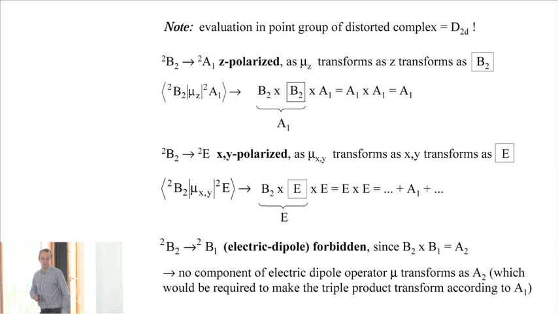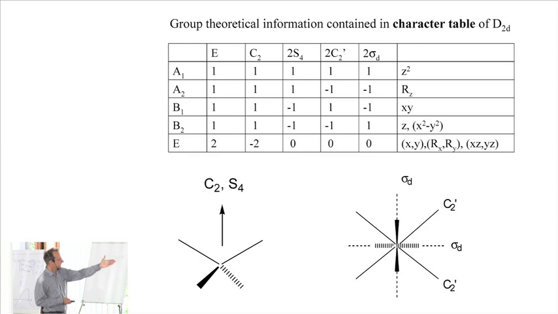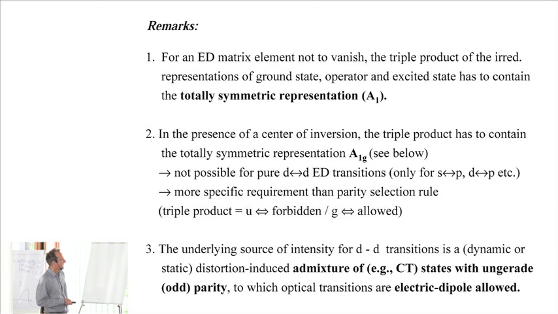Okay, this is the character table. I've also put the symmetry elements here, so you can reduce that. Three remarks. For an electric dipole matrix element not to vanish, the triple product of irreducible representations of the ground state, operator, and excited state has to contain the totally symmetric representation, A1.